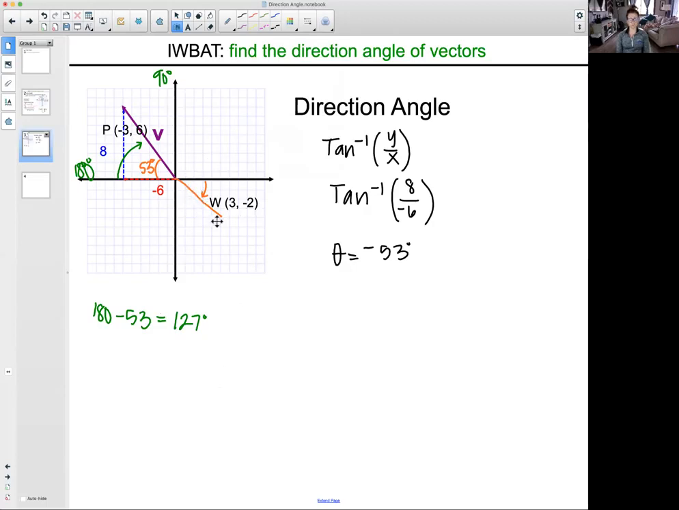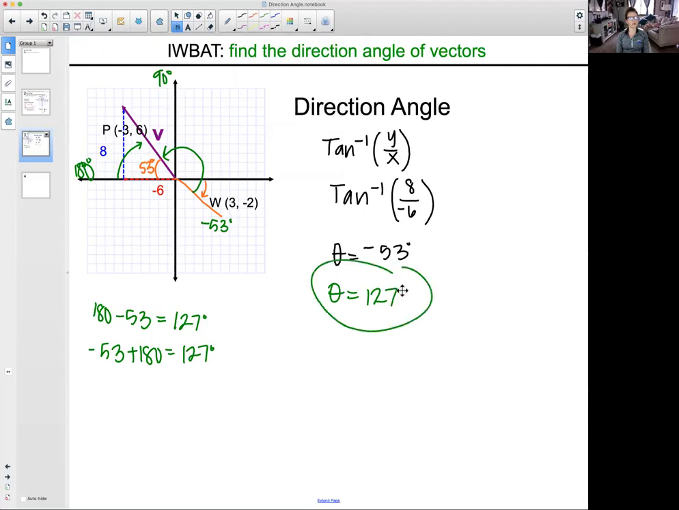You can also use the fact that this one right here was -53 degrees that your calculator gave you, and this one is a half rotation away from it. So you could just do -53 plus 180 and get 127. Either way, remember your angle should be between 90 and 180. So just use that reference angle to help you figure out the actual direction angle. So 127 is our direction angle.